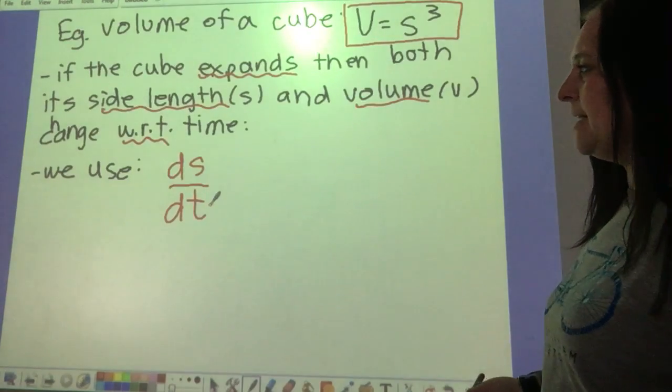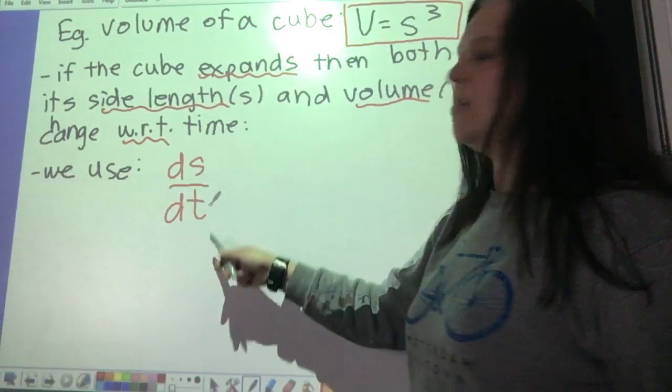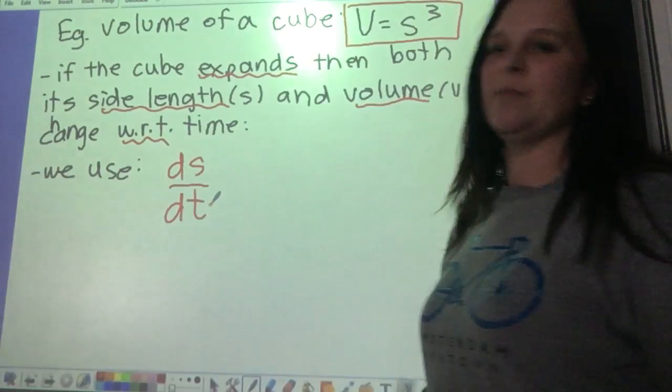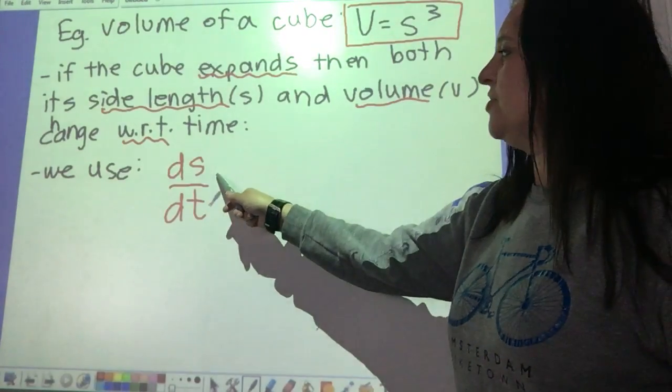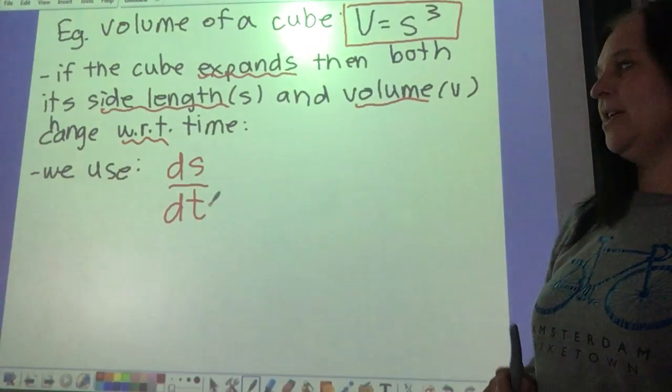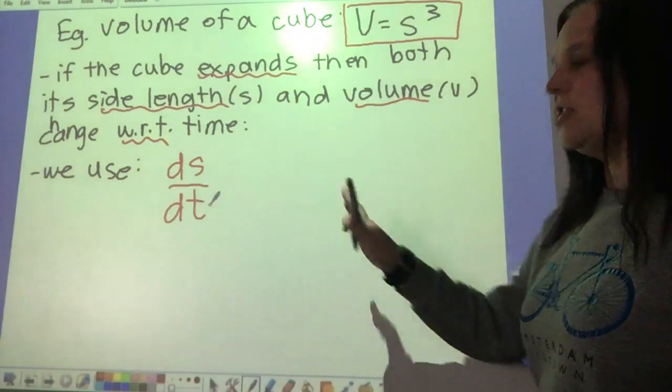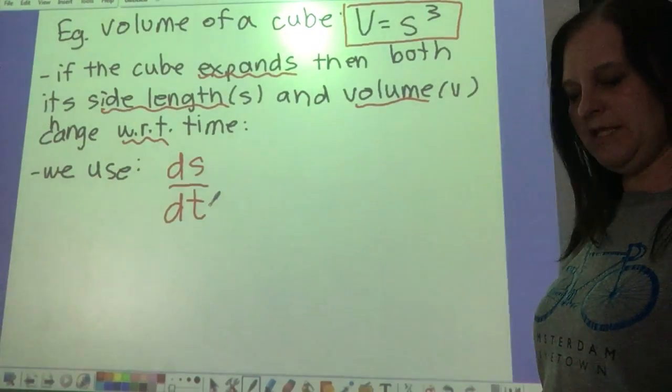When we do related rates, this is the version that we use, ds over dt. The rate that the side is changing with respect to time. So the side changes with respect to time as it changes. So that's the notation we'll be using for these problems. That shouldn't be new to you. We haven't used it a lot, but you definitely have seen that.